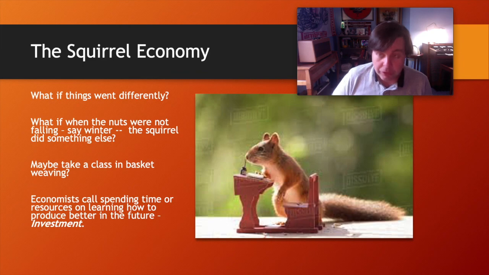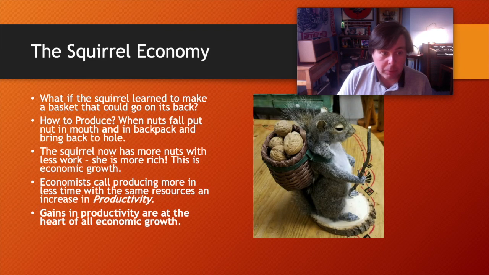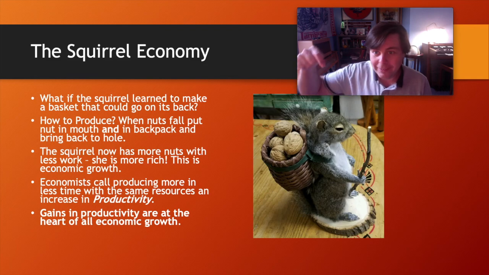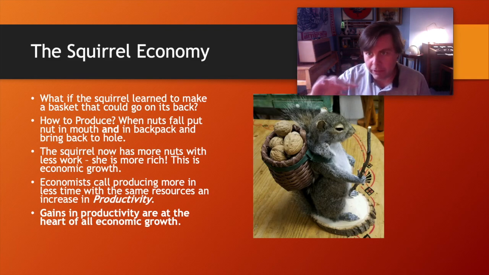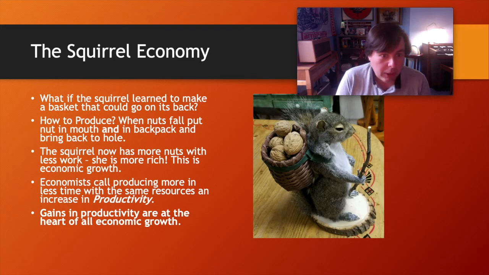So let's say our squirrels invest, right, in the sense that we're talking about here. What if the squirrel taking a basket weaving class learns how to make a basket that can go on its back, like that one there? It's not going to gather any nuts, but imagine that it's still alive. So how is this going to change our questions from before? Well, how to produce: when the nuts fall, put nut in the mouth and in backpack and bring back to hole. So the production process has gotten marginally more sophisticated as a result of what? The investment.